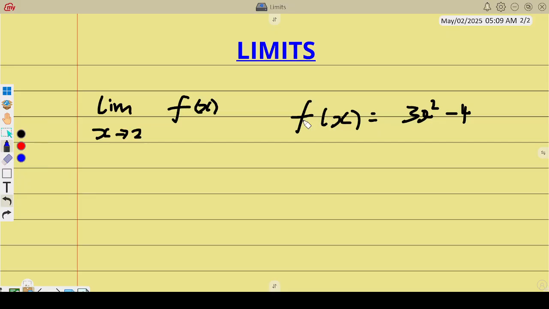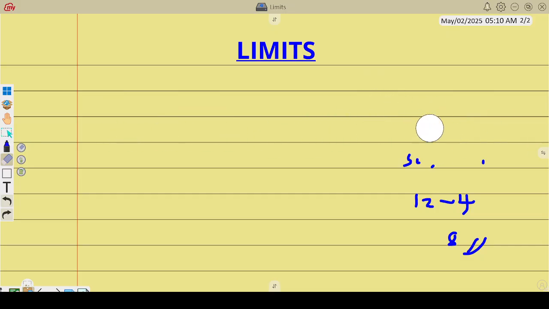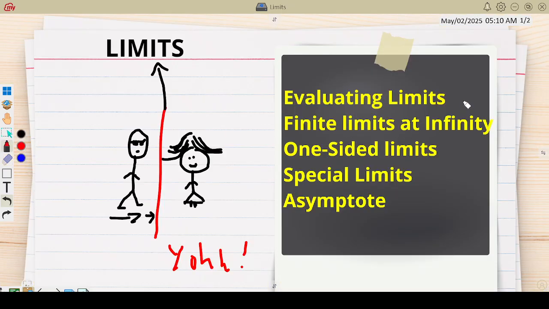anything like 3x squared minus 4. If we're to find the limit as x approaches 2, we're going to say this will be 3, while this x we put 2, minus 4. So this will be 12 minus 4, we get 8. So this is the limit as x approaches 2. That's how you basically evaluate limits. I'm sure there are no problems there. So we're done with evaluating limits. You see, very easy.